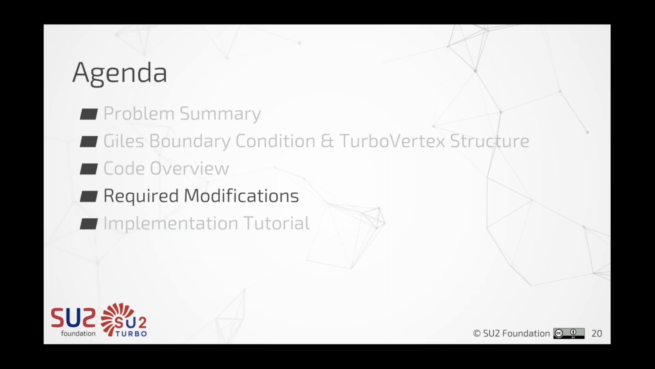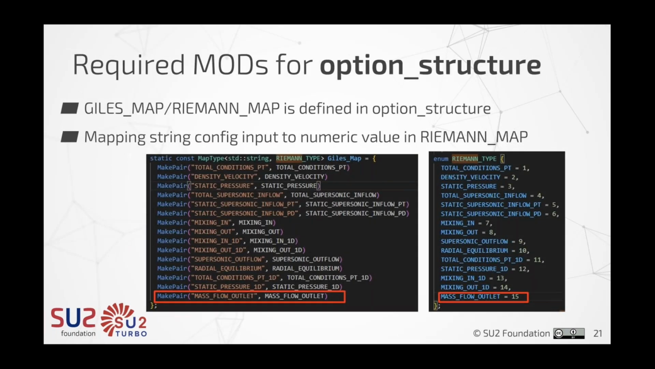So now let's just talk about the required modifications that we need for our boundary condition. So firstly, adding in the option into the map. Giles map and Riemann map is what is defined in our option structure. This is where all of our options are contained. So you'll see here you have the total conditions, pressure, temperature, inflow, outflow, total supersonic inflow, outflow, all these things that you might be familiar with if you've used them in the past. The mixing flow conditions, radial equilibrium, all these things. We need to add ours into the bottom here.